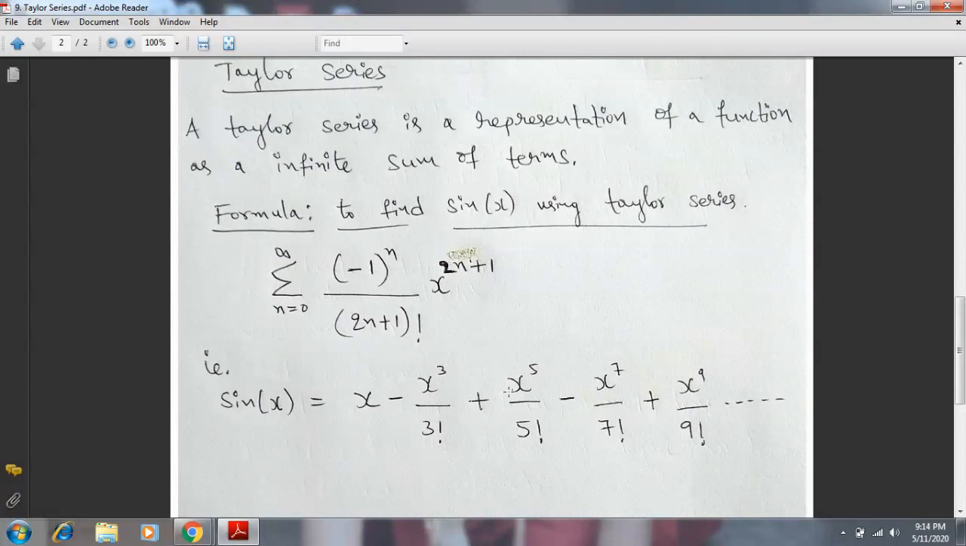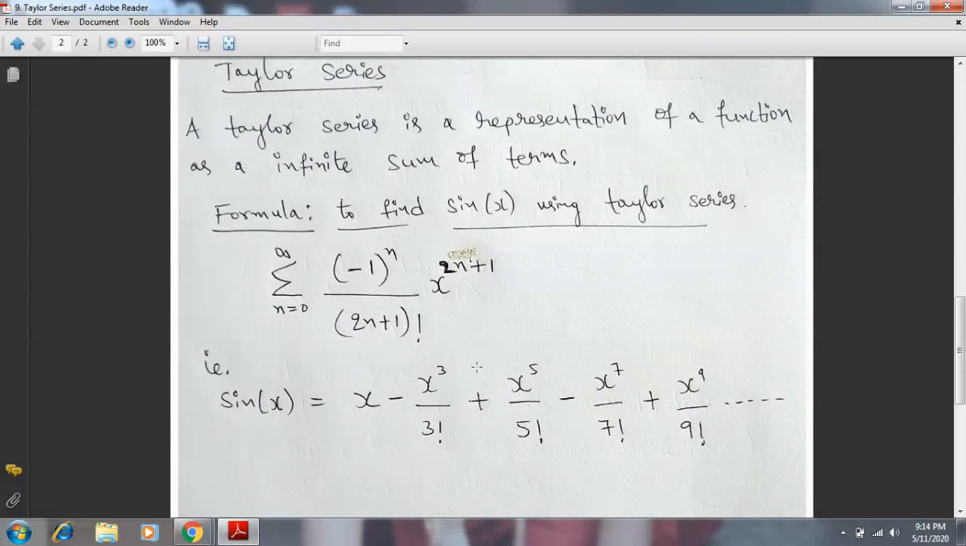In the denominator, it is the factorial of the corresponding numerator's power. Here it is 1 factorial. For the second term, x to the power 3, it is 3 factorial. For the third term, x to the power 5, it is 5 factorial, likewise.